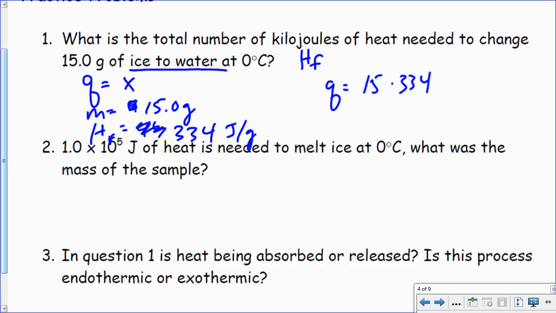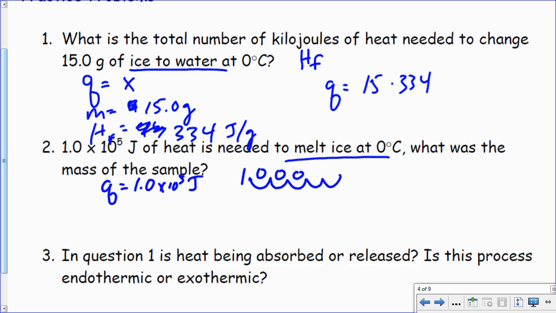Number 2, I have 1.0 times 10 to the 5 joules. This is why we get into kilojoules sometimes. To melt ice. Tells me right off the bat, heat of fusion. Gives me my Q. It says I'm at 1.0 times 10 to the 5 joules. I can move this over, right? 1.0, I can go 1, 2, 3, 4, 5. It's 1 with 5 zeros. Mass, I don't know. But H sub F I do. 334 joules per gram. All right, so let's plug this in.